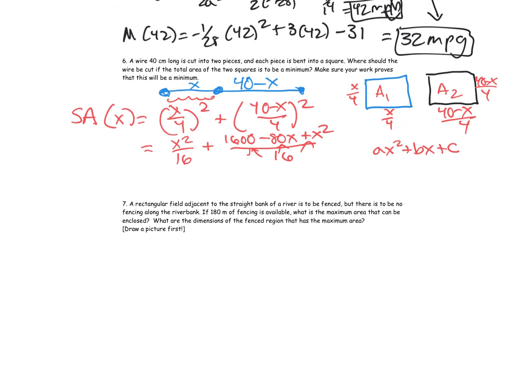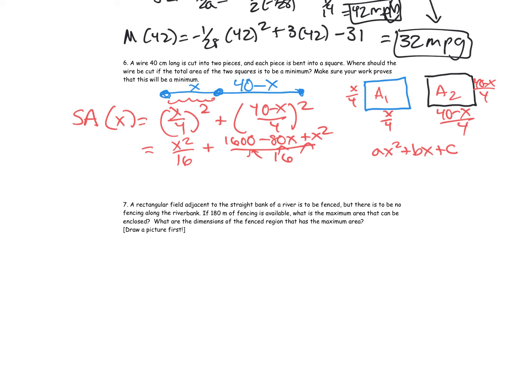Okay, so you've got a field attached to the straight bank of a river, to be fenced, but there's no fencing along the riverbank. Okay, so say we've got this riverbank here, and we're not going to have fencing along the riverbank, but if 180 meters of fencing is available, what is the max area that can be enclosed? Okay, so eventually we're talking about an area equation, but first I've got to work with my constraint. So my constraint is I have 180 meters of fencing.